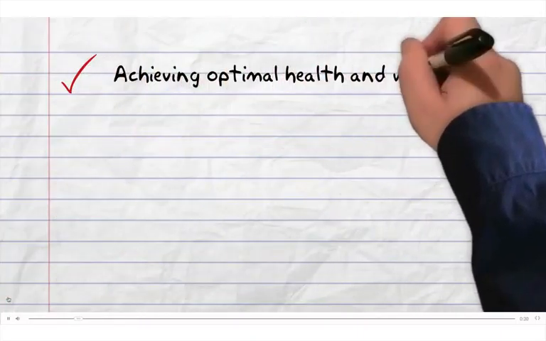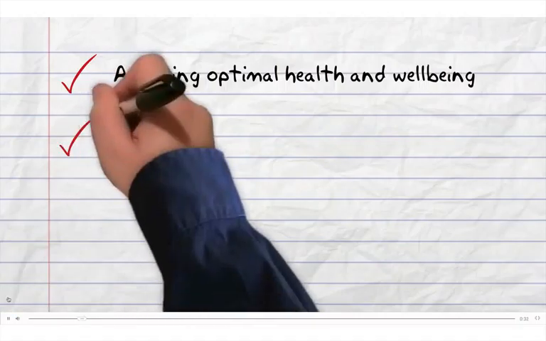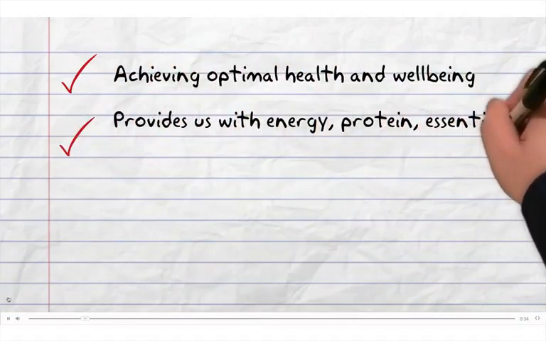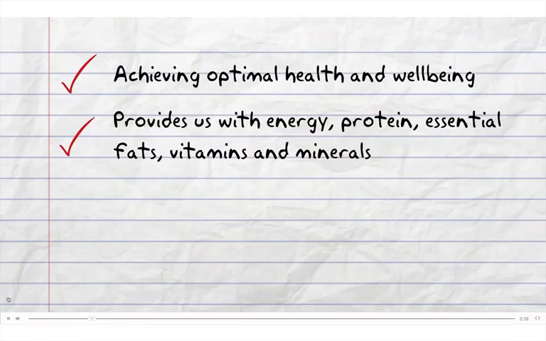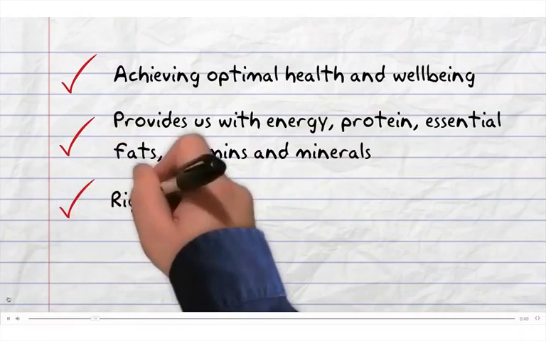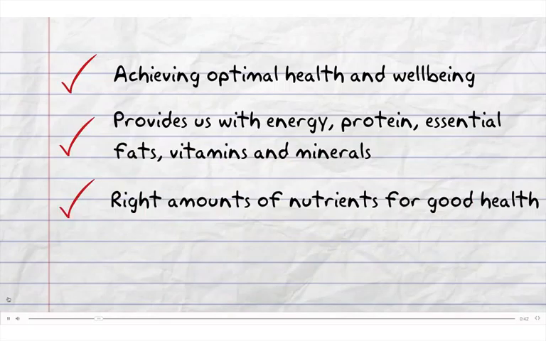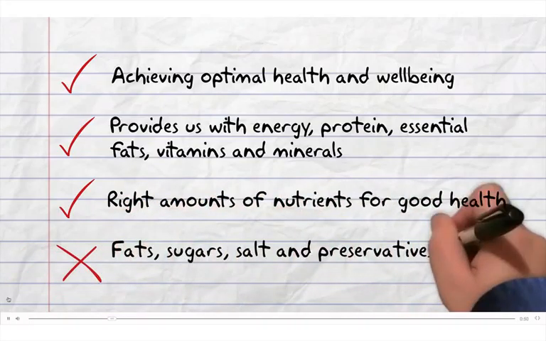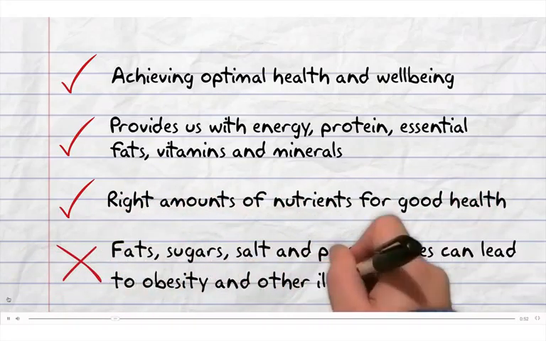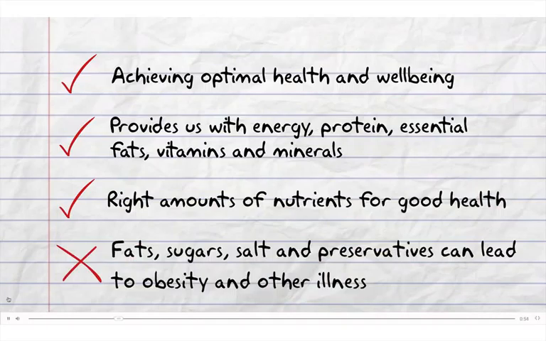Consuming a balanced diet is vital for achieving optimal health and well-being. Food provides our bodies with the necessary energy, protein, essential fats, vitamins and minerals to live, grow and function properly. It is important to maintain a diet that incorporates a wide variety of foods that provide the right amount of nutrition. Consuming an unbalanced diet that is high in fats, sugars, salt and preservatives can lead to a myriad of health issues such as obesity that can ultimately result in death.